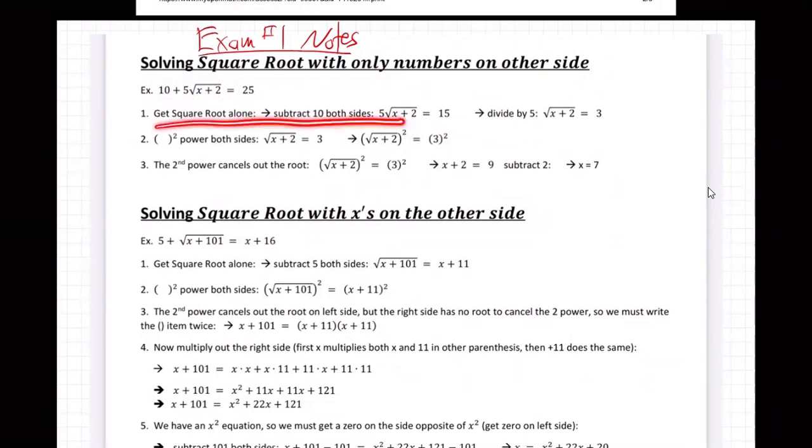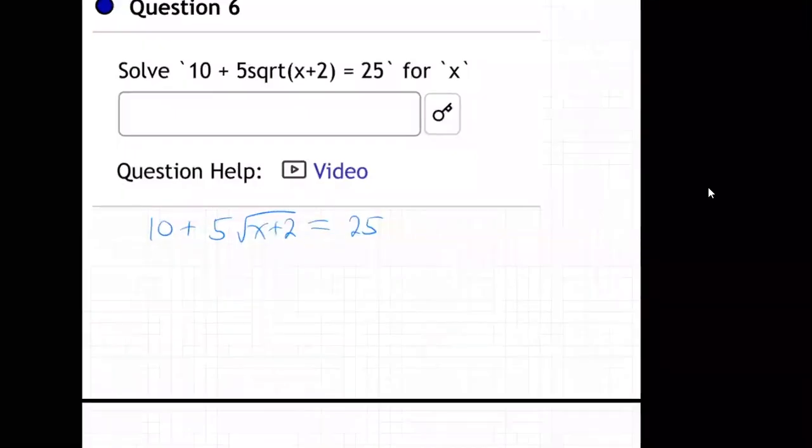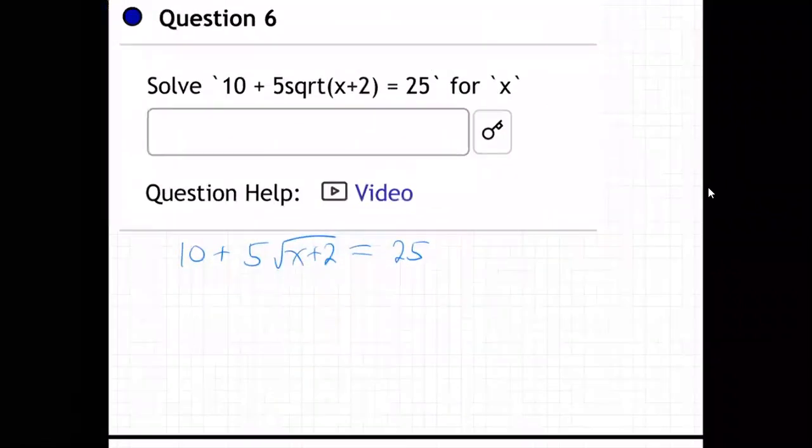Get the square root alone, parentheses second power both sides, and the second power cancels out the root. That's what we have to do. All right, let's do it. So step 1, get the square root alone.